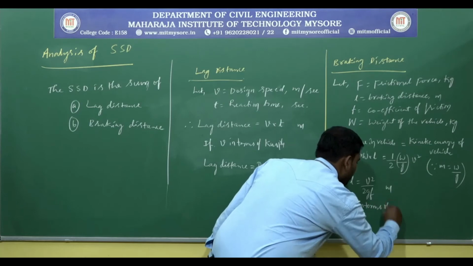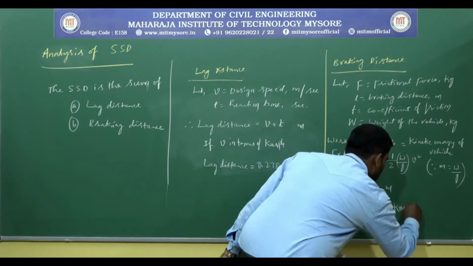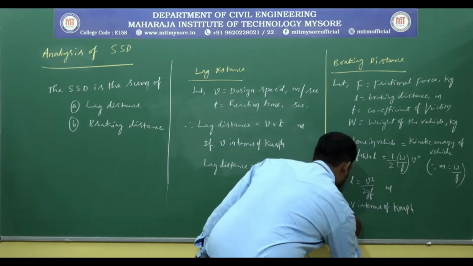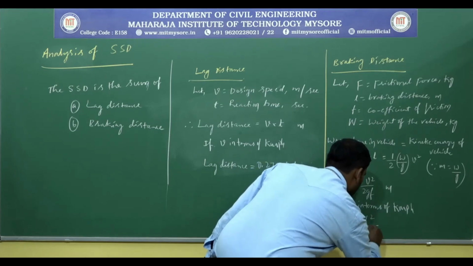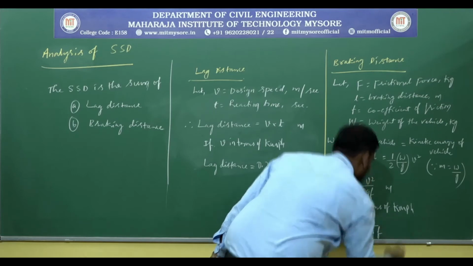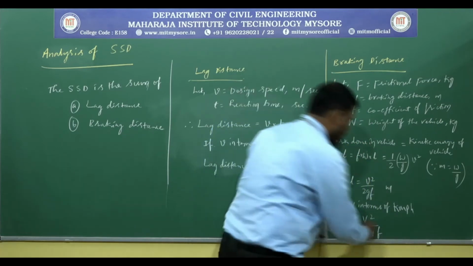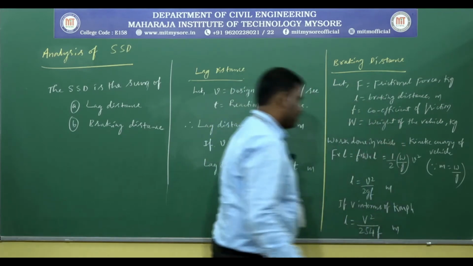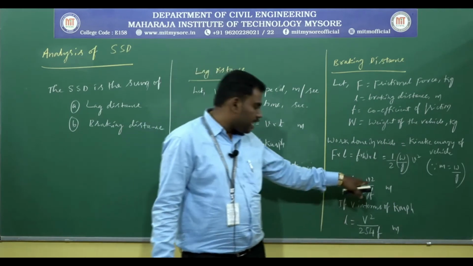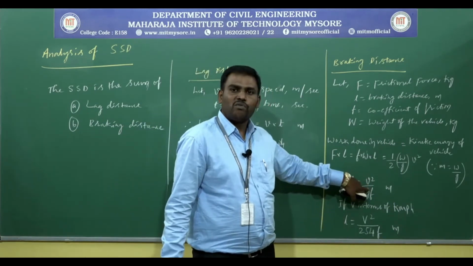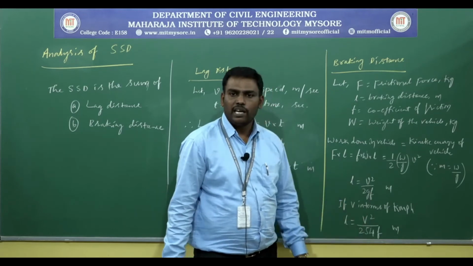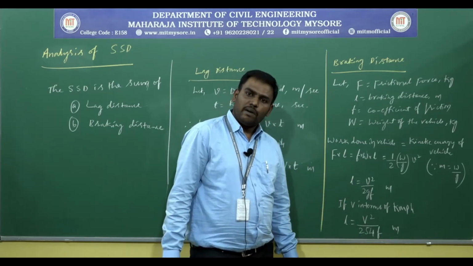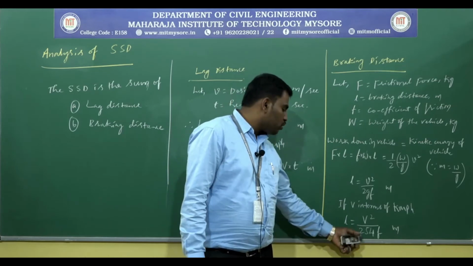Suppose V is in terms of kilometer per hour, then your braking distance l becomes V square divided by 254 F. The answer we get is in terms of meter itself. But the thing is that in this equation we have to substitute the value of V in terms of meter per second, and in this equation we have to substitute the value of V in terms of kilometer per hour. Okay, how come it is 254?